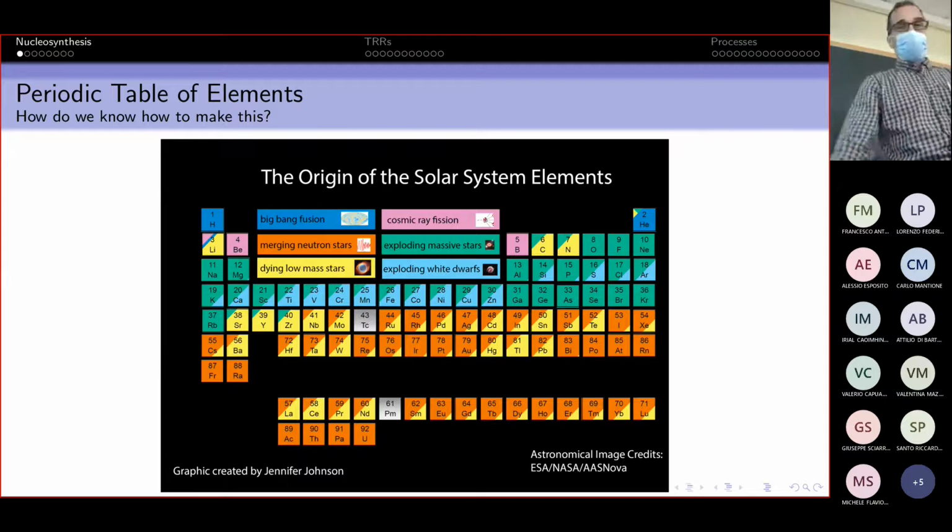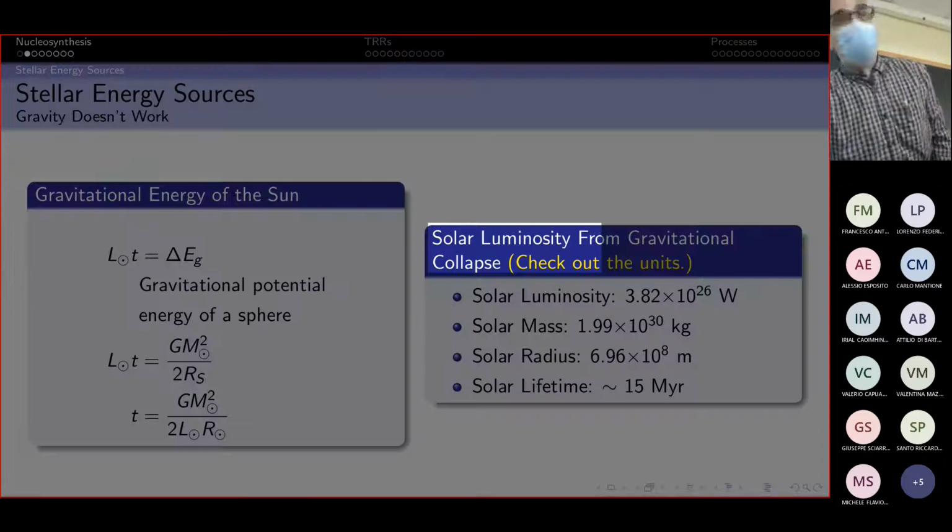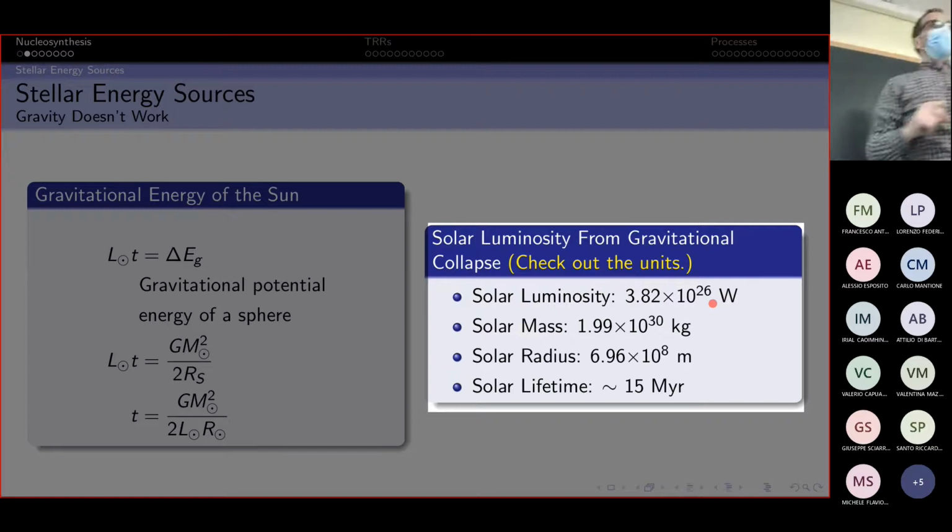We can do a very quick calculation here. Okay, take a look. So first of all, take a look at the right-hand side here. The solar luminosity, that's how bright the sun is. Units are watts, just like a light bulb. How much energy is it putting out? This we know, we measured this. We know the solar mass. Very good. We know how big the sun is.